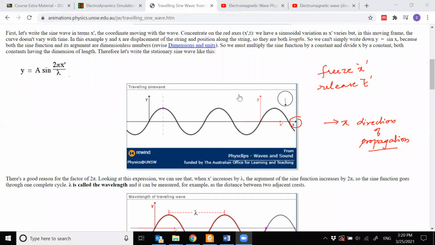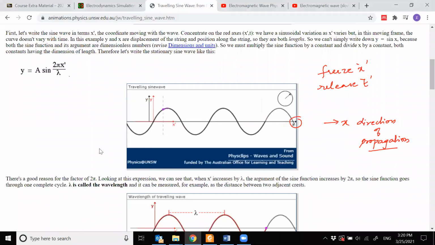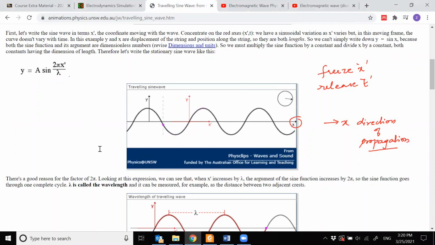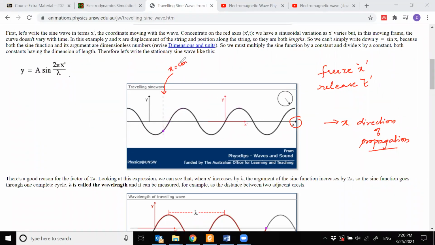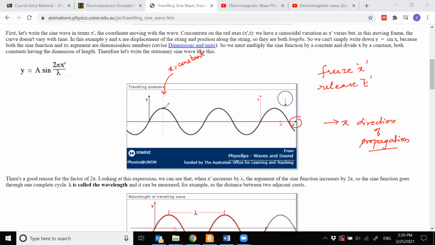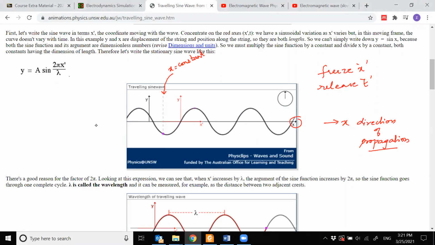Now, if you see here, this is what's going to happen. So when I start, I want you to look at only the purple part because I'm freezing x. So my x is frozen here. So x is constant. When x is constant, as you can see, my purple point is oscillating. Again, I'm showing you, see, my purple point is oscillating as time passes.